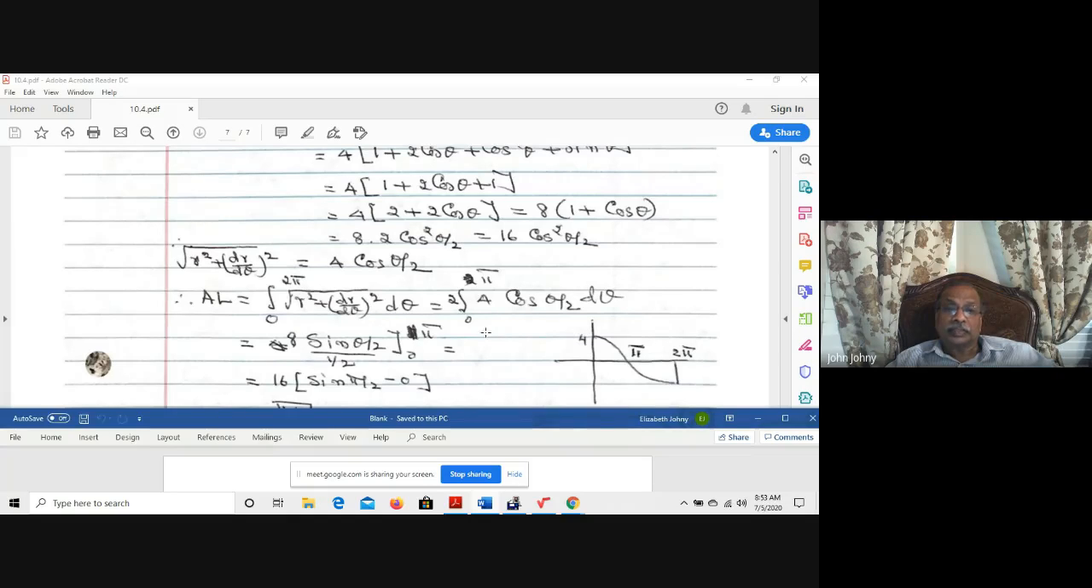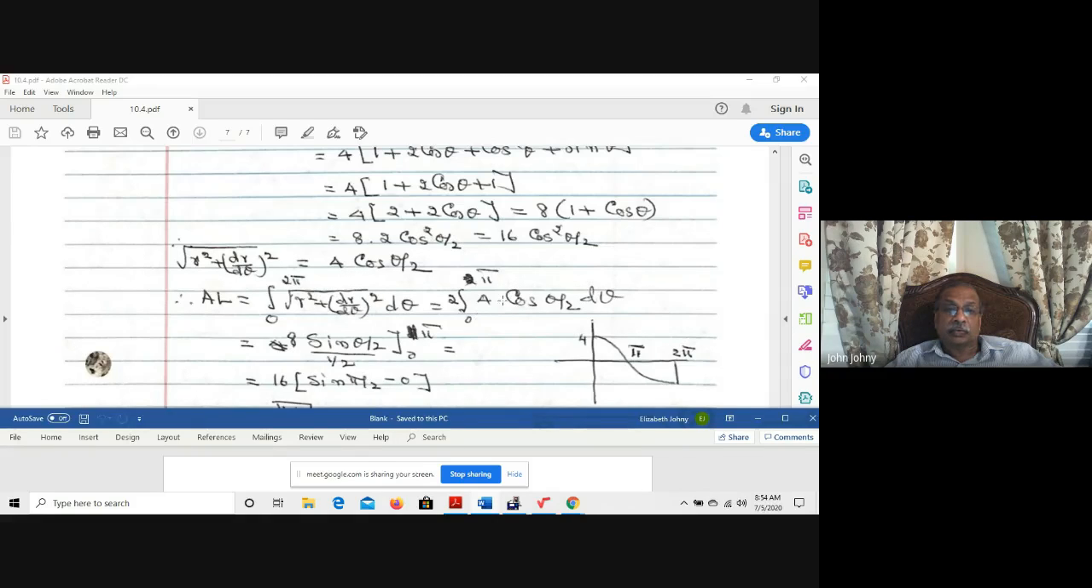So the strategy is you draw the graph. r is 4 cos (θ/2), and so this will be the graph, and so the total arc length is 2 times the upper one. The upper one is 0 to π. So 2 times the integral from 0 to π, that is 2 times the length of the upper half, 4 cos (θ/2) dθ.